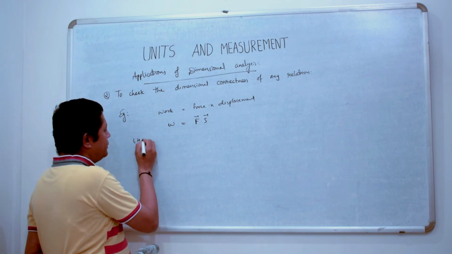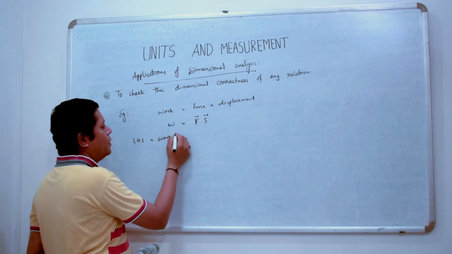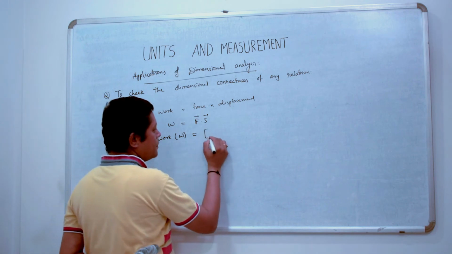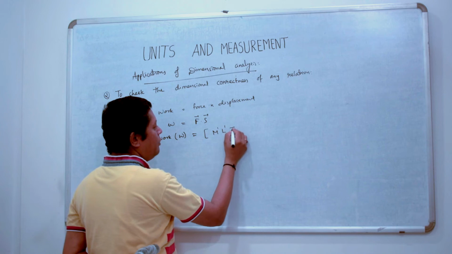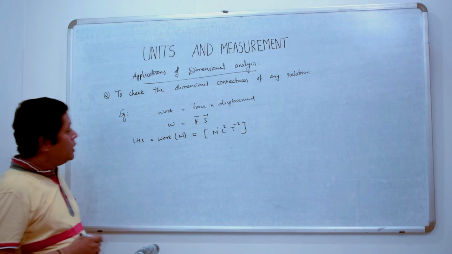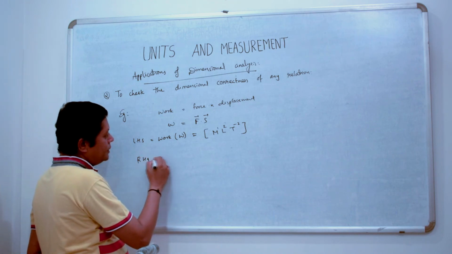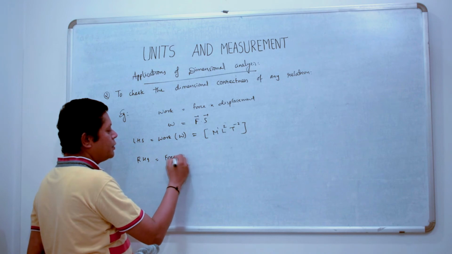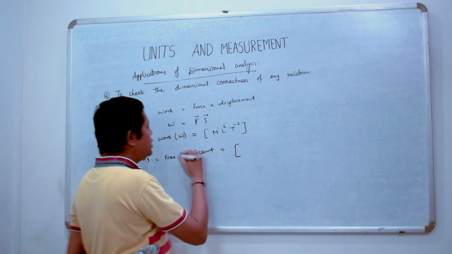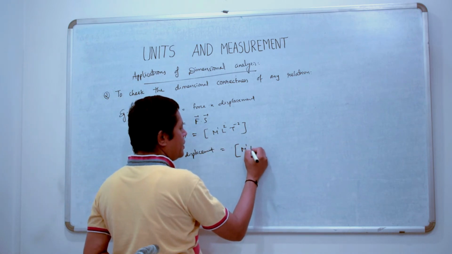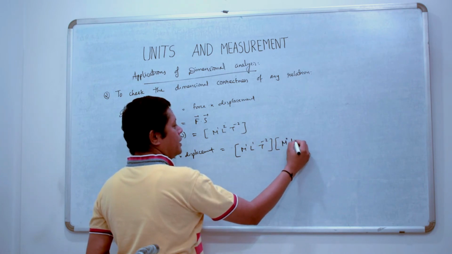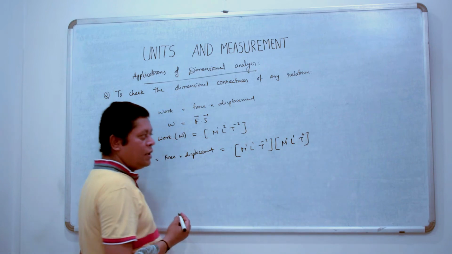Now here the LHS is work, W, and the dimensional formula of work is M1 L2 T minus 2. The right side is the product of force and displacement. The dimensional formula of force is M1 L1 T minus 2. Displacement is M0 L1 T0.